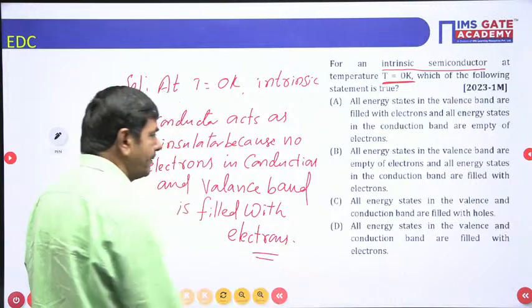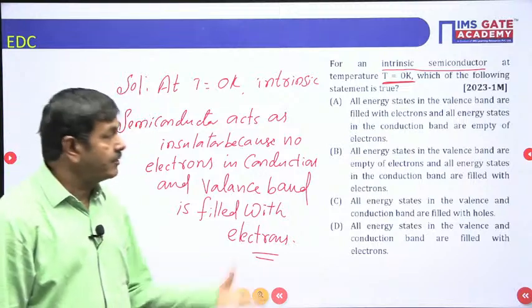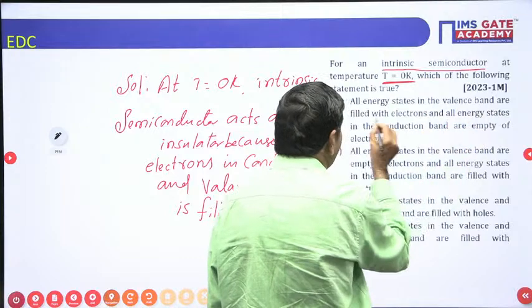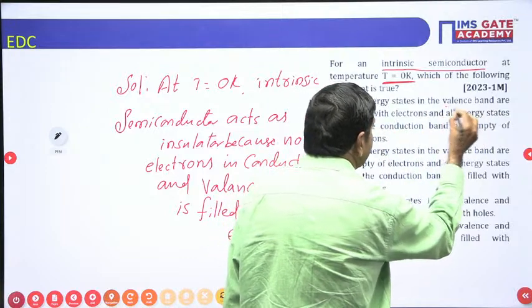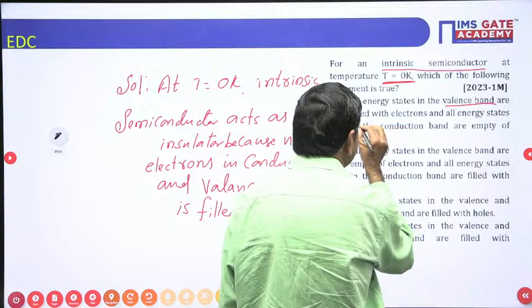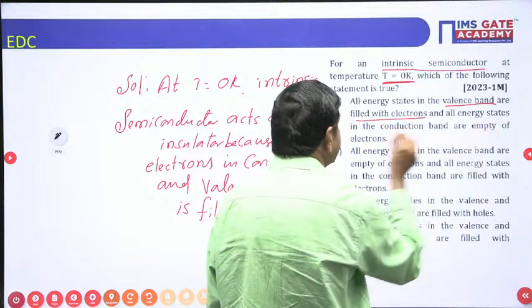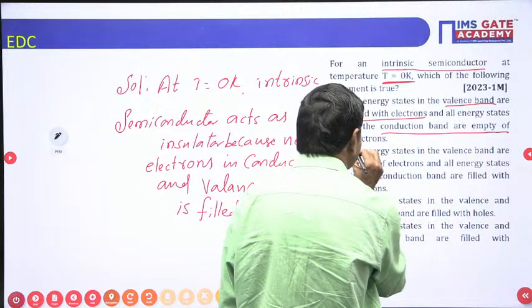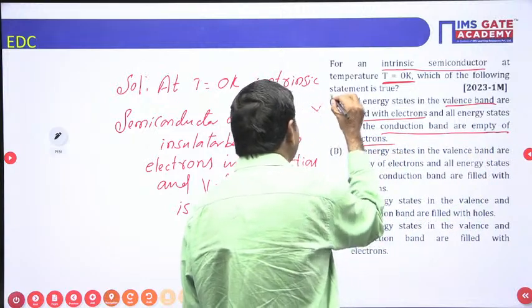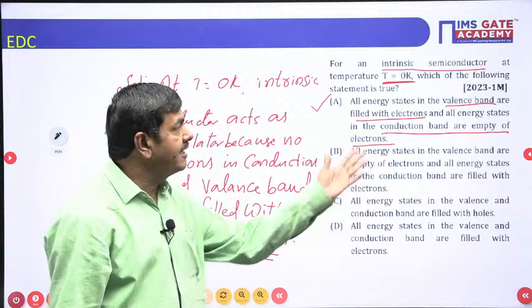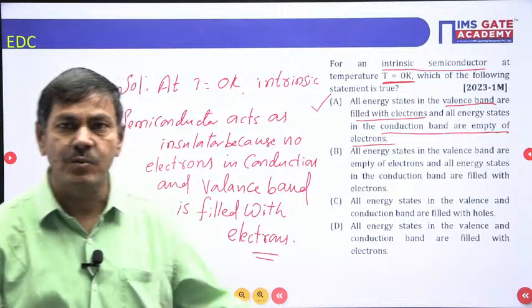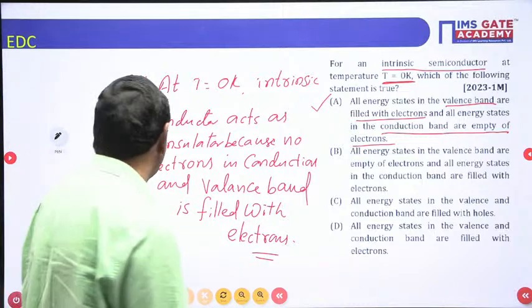This is the only condition. As per this point, we can say option A is correct. All energy states in the valence band are filled with electrons, and energy states in the conduction band are empty. That's why option A is correct. It is a GATE 2023 question given for 1 mark. Students can easily get these marks. Next problem.